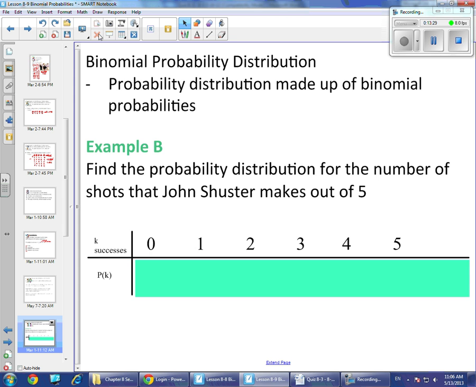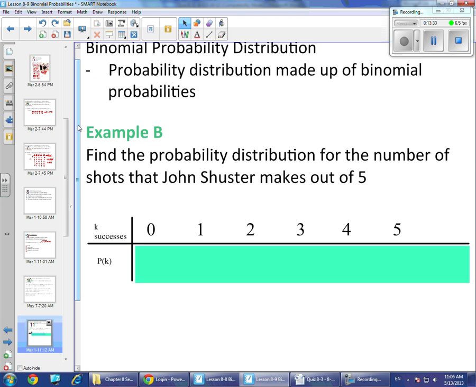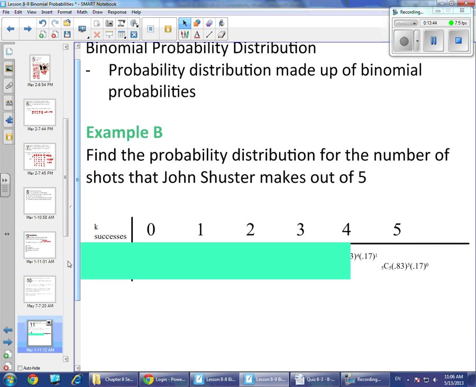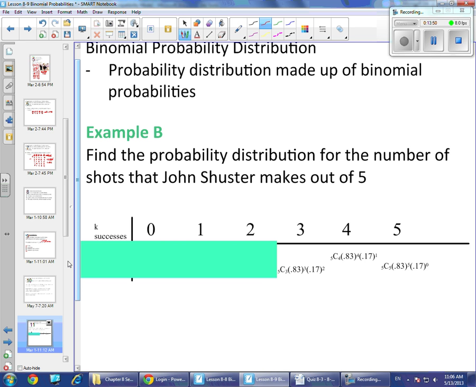So far, we've calculated 5, 4, and 3. Okay, so we've already done these. Now, instead of making the big long lists that we made, we can actually just write them out like this. So instead of making the list to figure out 10, I can instead just use 5C3. Then multiply by 0.83 to the third, and then 0.17 to the second.